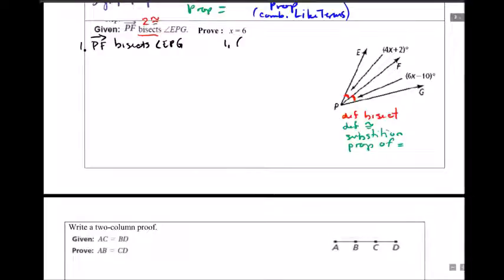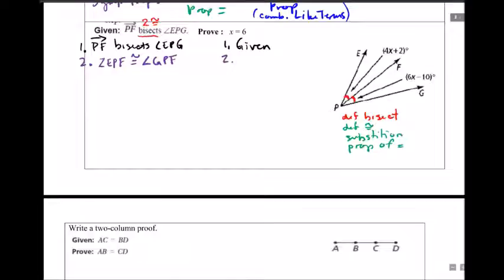So number 1 over here, that is a given. So we know that. You have to have that in there. Now, step 2, I am going to say that angle EPF is congruent to angle GPF, right? That's just my 2 angles there. And what lets me say that? That's just definition of bisect.